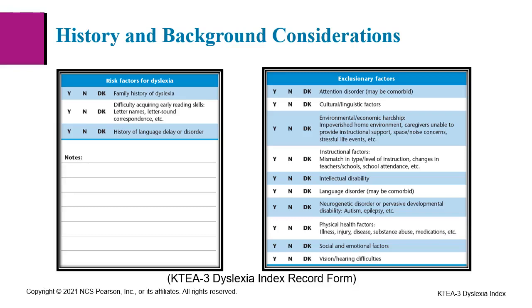In addition to the items for each of the 6 subtests, the Dyslexia Index record form includes a section for you to document risk factors for dyslexia and exclusionary factors. Risk factors include a family history of dyslexia, difficulty acquiring early reading skills, and a history of language delay or language disorder. The record form also includes a section to provide information on exclusionary factors.